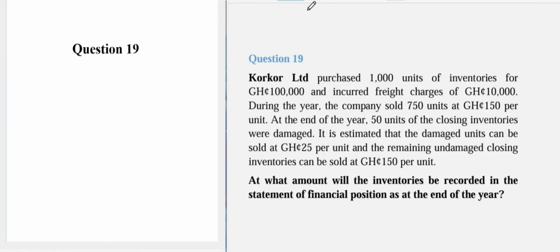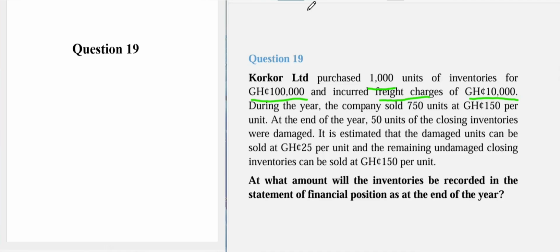So it says cocoa purchased 1,000 units of inventories for 100,000 Ghana cedis and incurred freight charges of 10,000 cedis, right? Now, freight is like transportation, that by air, through the sea. It's like transport charges, right? That's the freight charges.